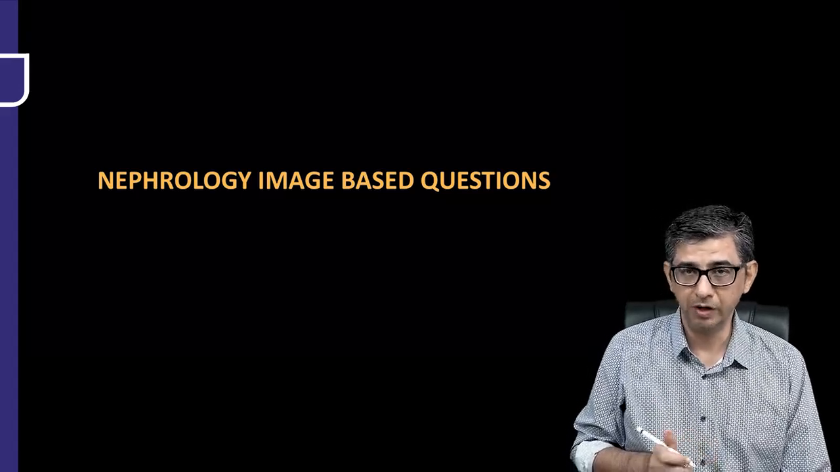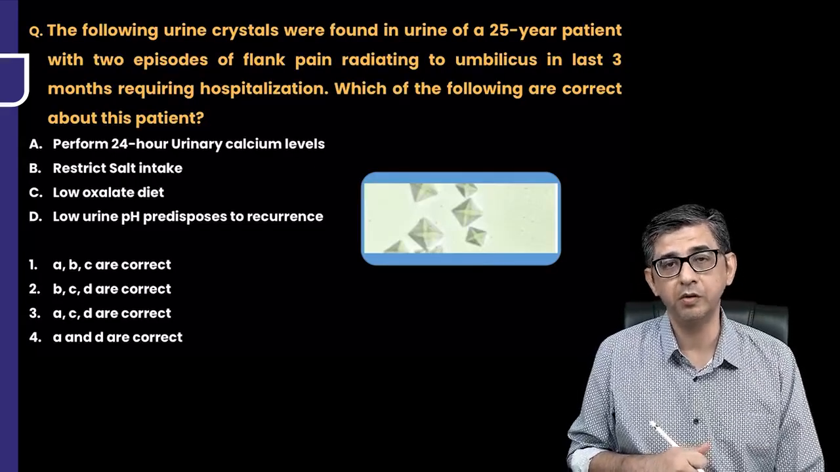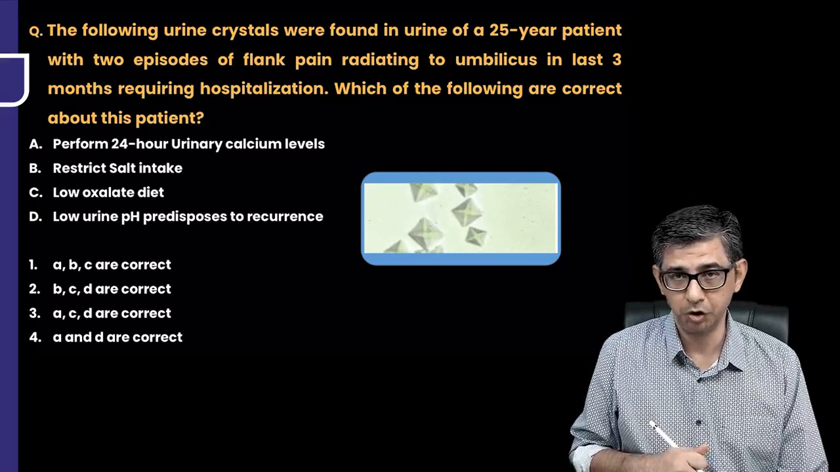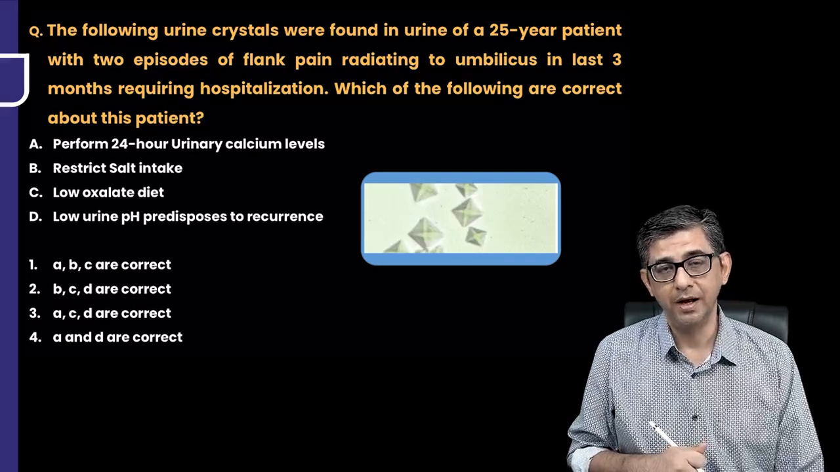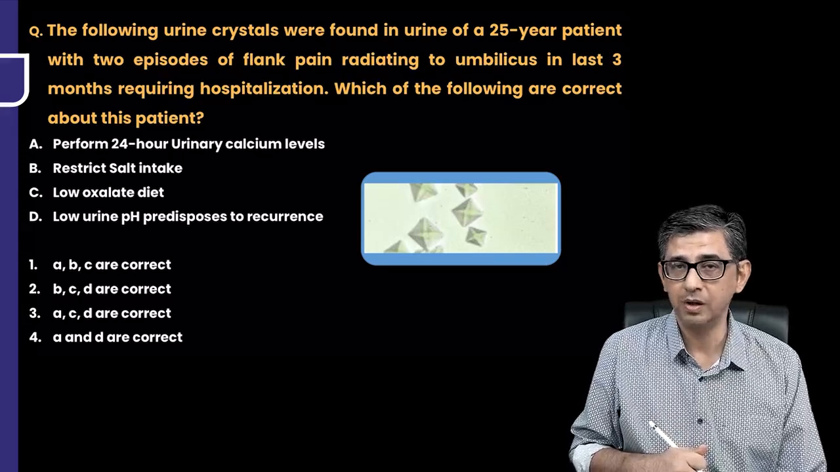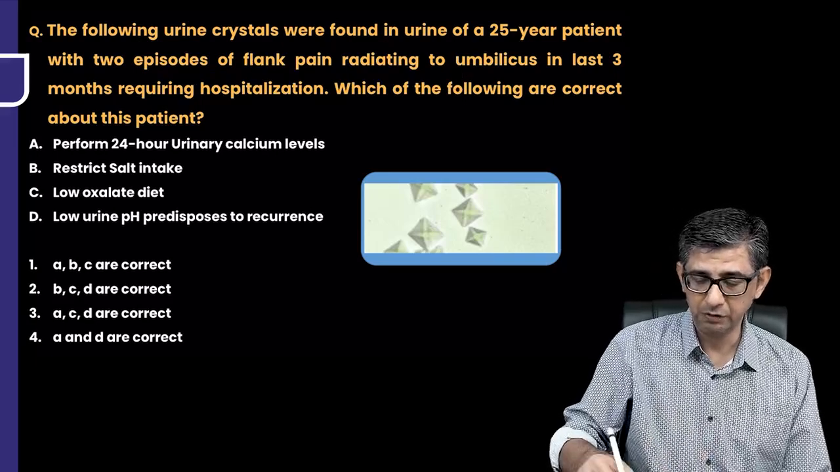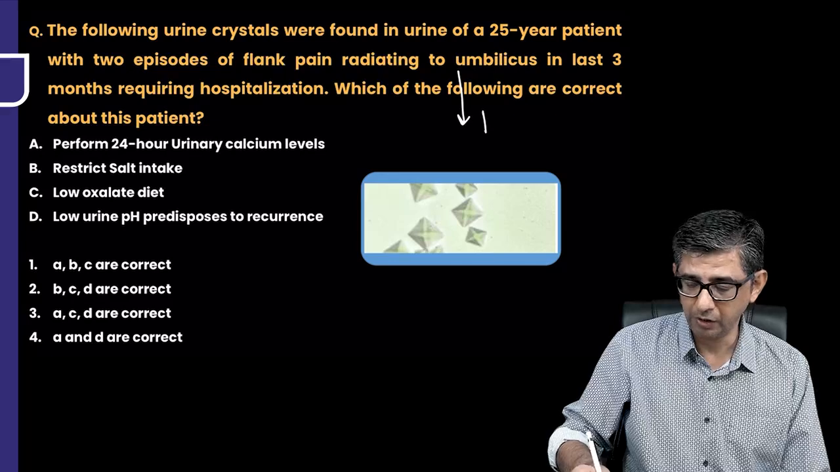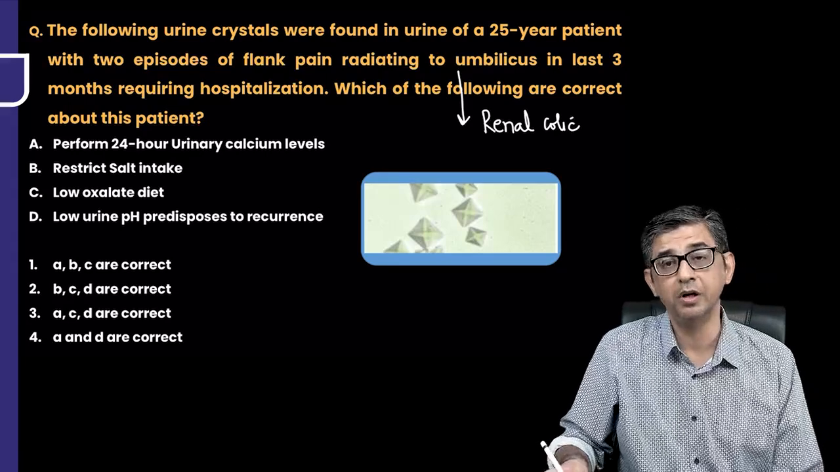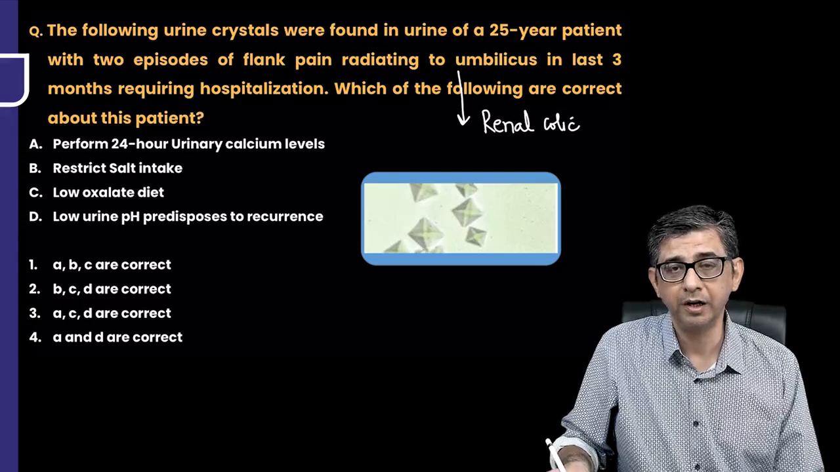We'll next talk about nephrology image-based questions. First up is this 25-year-old guy in whose urine examination the following crystals, shown in the image, were present. He's had two episodes of flank pain radiating to the umbilicus in the last 3 months, which has required hospitalization. So the clinical history given in this question is that of renal colic. Every time you read the statement flank pain radiating to the umbilicus, we're talking about renal colic. And then he's asking you which of the following are correct about this patient.